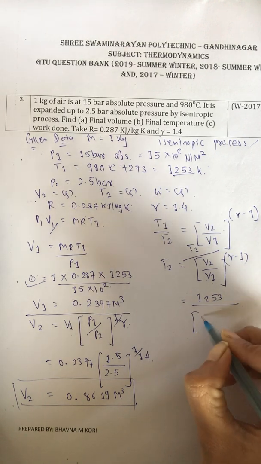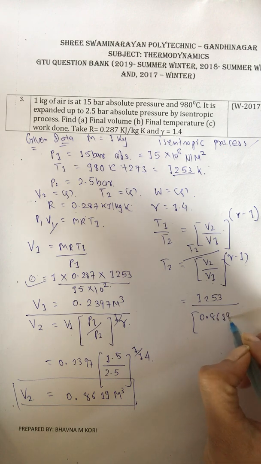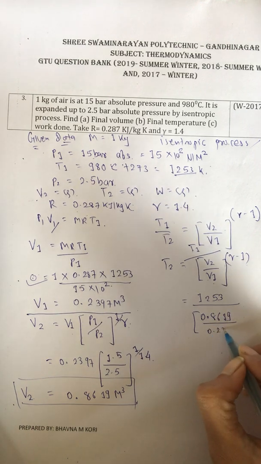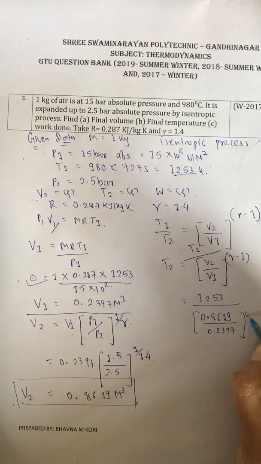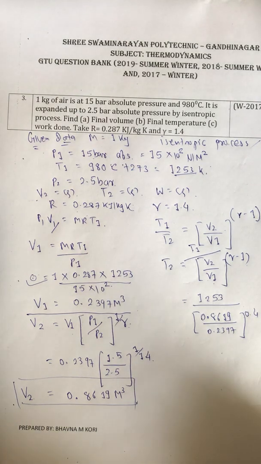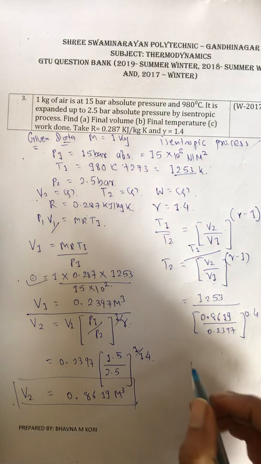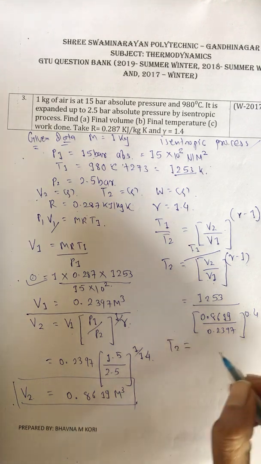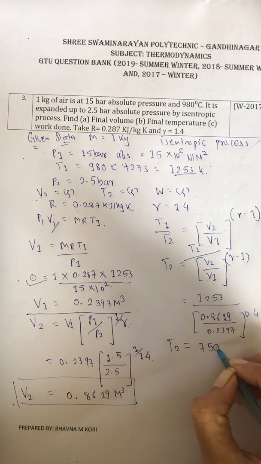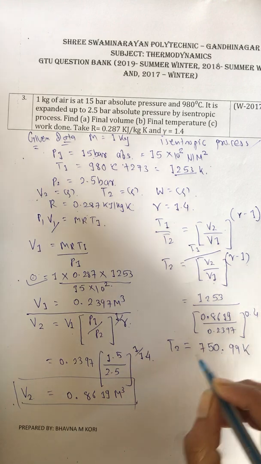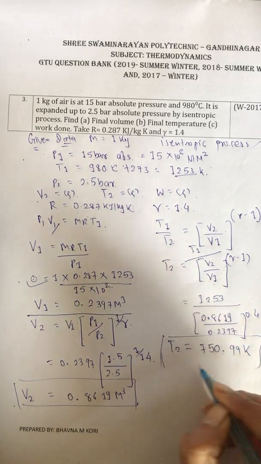Divide 0.8619 divide 0.2397 raised to 0.4. Okay. Now solving this equation, you will find the value of T2, that is 750.99 Kelvin. So this is the answer.